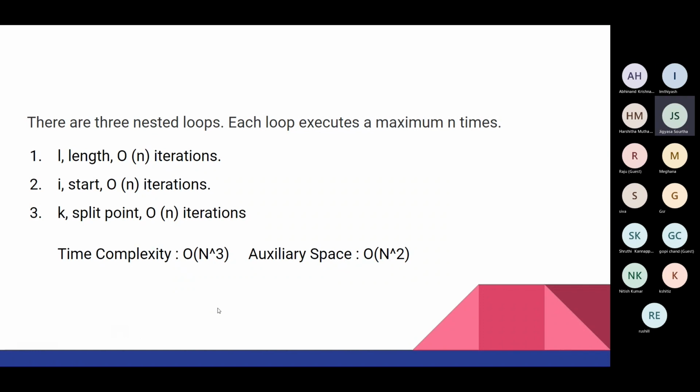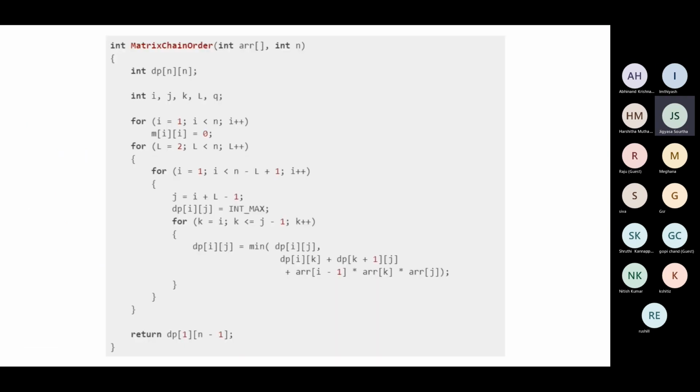And there are 3 nested loops, 1, 2, 3, and these will all be executed at most n times. Here this will be executed n times, the same n, and here also it will be executed n times. So again this has the same time complexity as compared to the top-down approach, and even the same space complexity. The only difference is that the top-down approach uses recursion and the bottom-up approach doesn't use recursion.